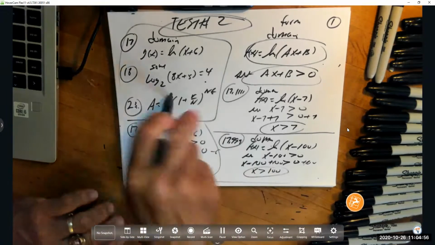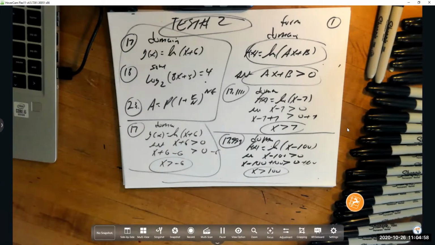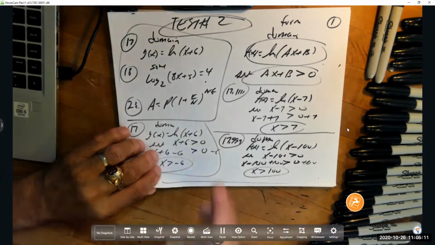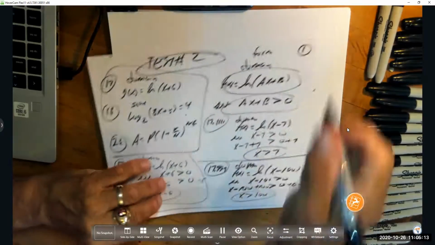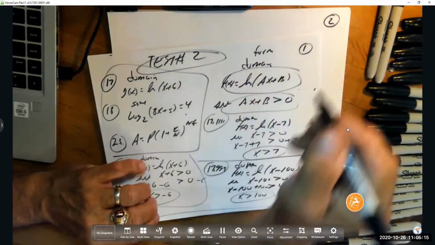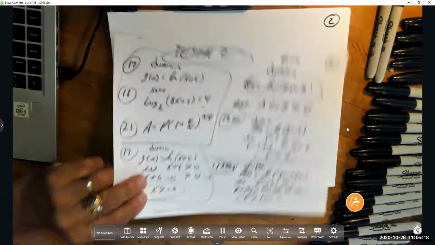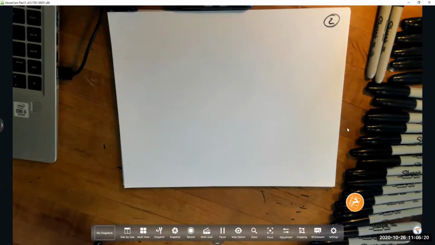Okay, so that's domain, domain, domain, domain. Those okay for domains for number 17? Y'all okay with those? Yes or no? Yes, okay. I'm gonna say yes, you got that skill. So now, before I do number 18, let me do old stuff first, okay?